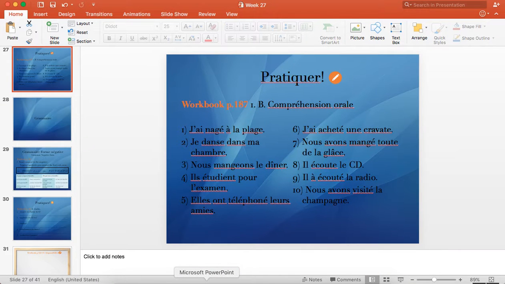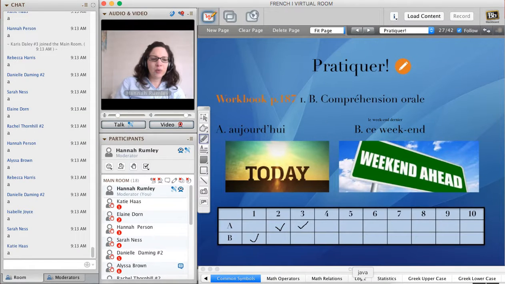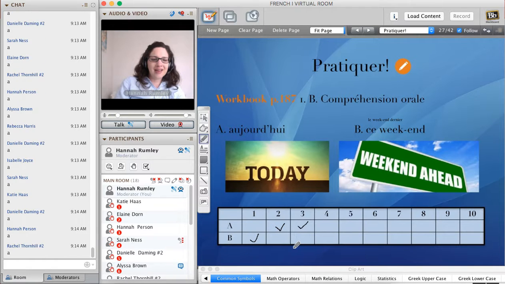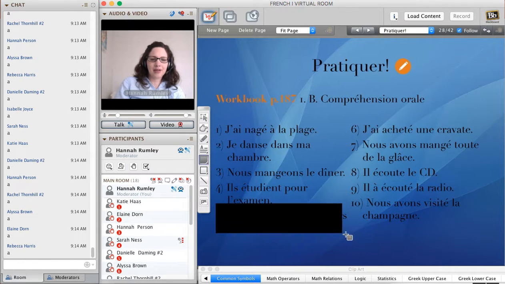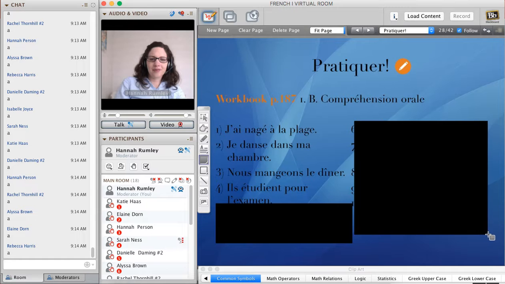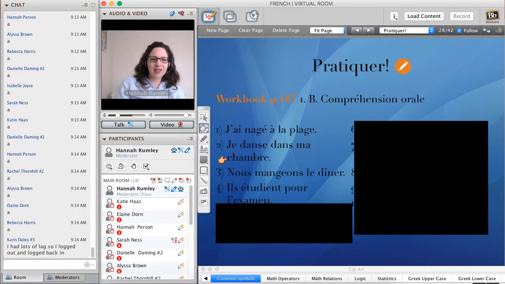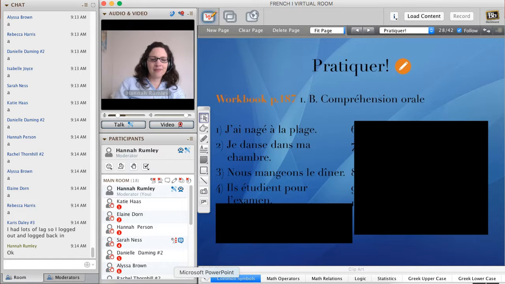Numéro 4. Ils étudient pour l'examen. It is present tense. You know what I should do is this. Okay. J'ai nagé à la plage. That took place in the past tense. Je danse dans ma chambre. Happening right now. Nous mangions le dîner. Happening right now. Ils étudient pour l'examen. Happening right now. Anyone else lagging with me?